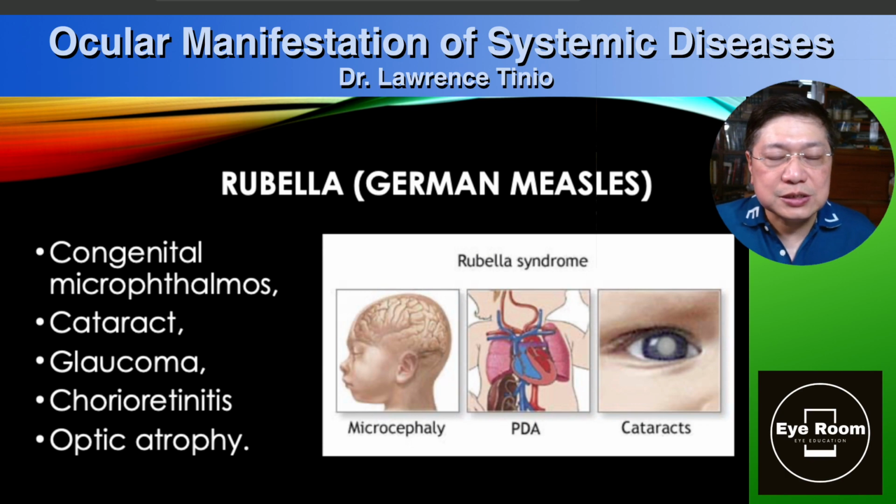Now, German measles or rubella would also present with catastrophic problems, especially since this happens during the gestational period of the baby when they were still inside the mother's womb. You may have congenital microphthalmos, cataracts, glaucoma, chorioretinitis, or optic atrophy, although the most common that you will see is cataracts. The patients with rubella would also have problems in their heart and sometimes would have smaller heads compared with normal patients.